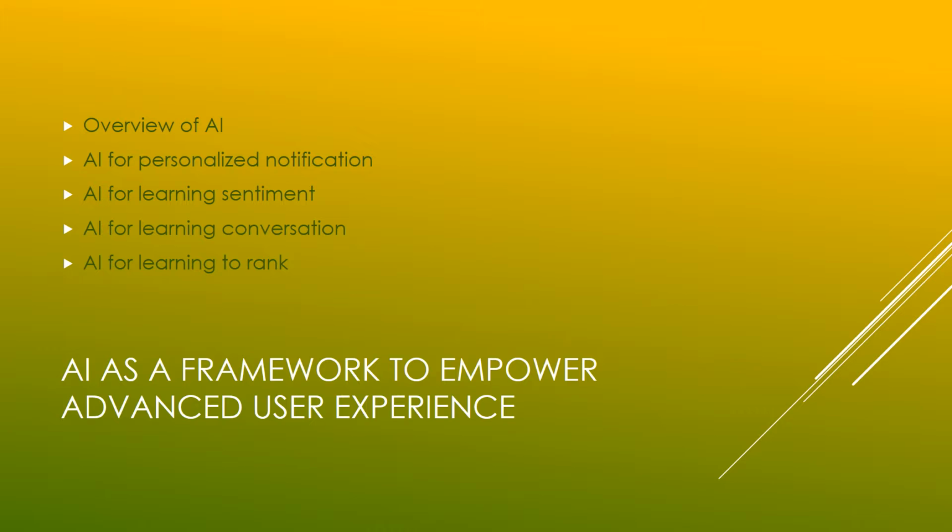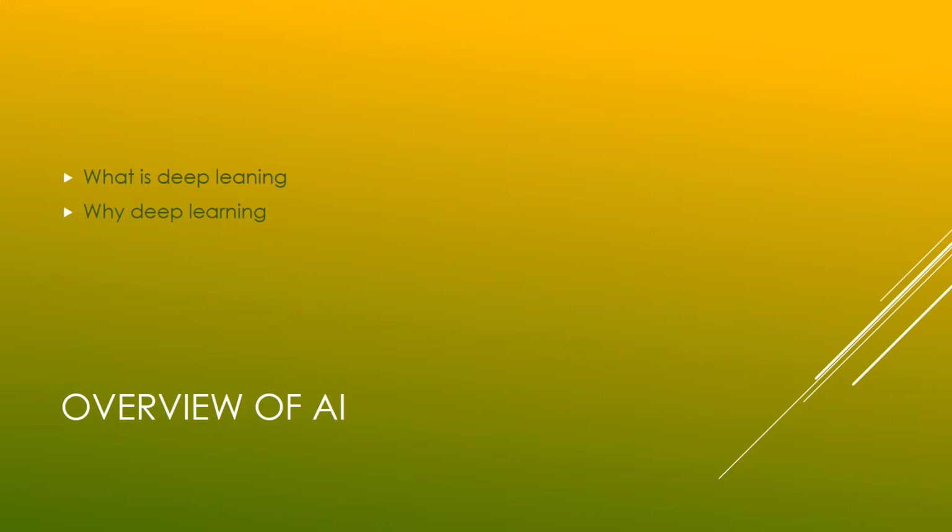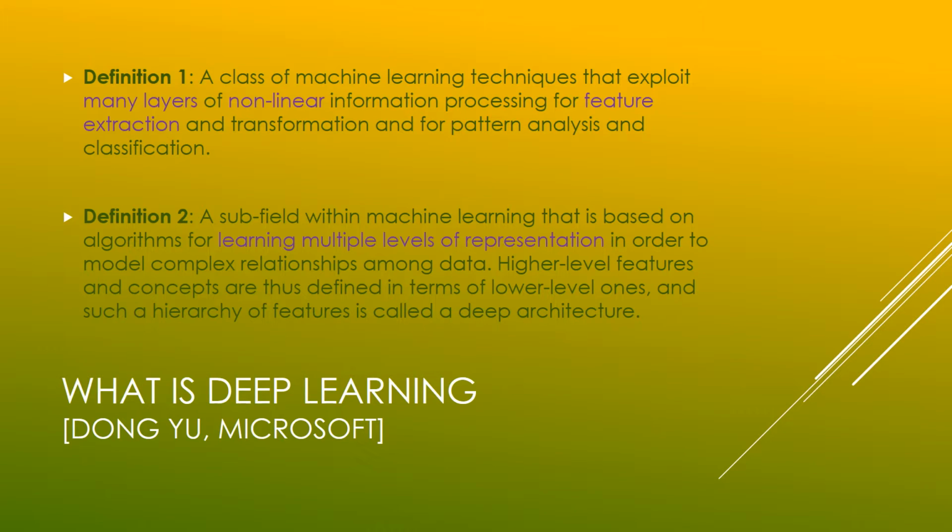Okay, so now I'm going to give you an overview of AI and how AI could help with personalized notification, how AI could learn sentiment and conversation, and general AI for learning-to-rank systems. The overview of AI starts from what and why. So I would like to borrow a couple of slides from Dongyu, my colleague at Microsoft, on this short overview of AI. So what is AI?